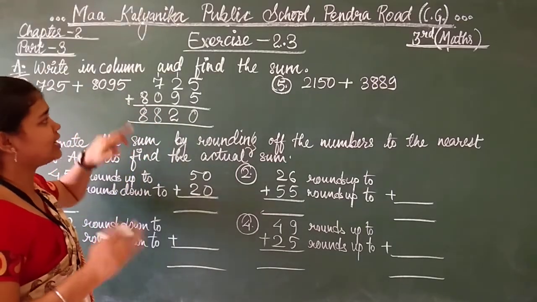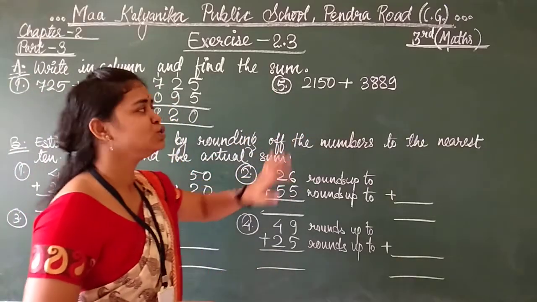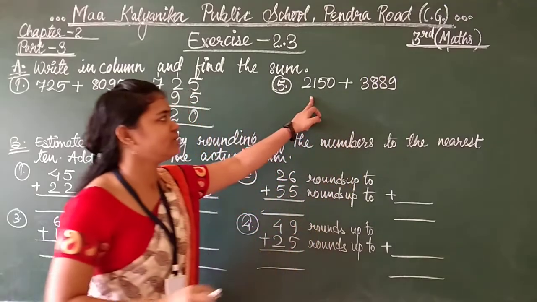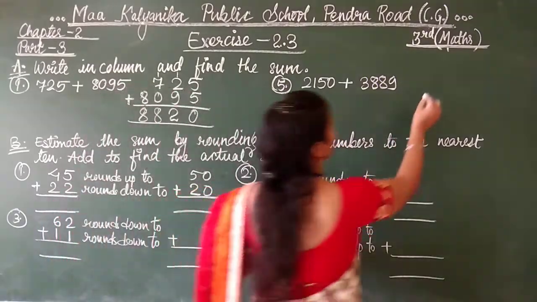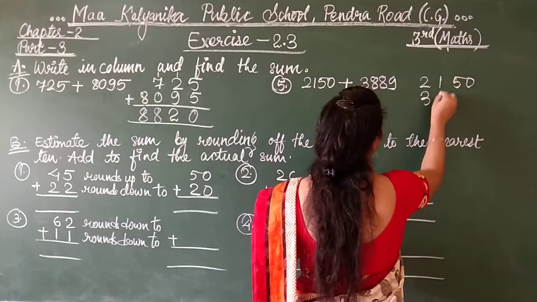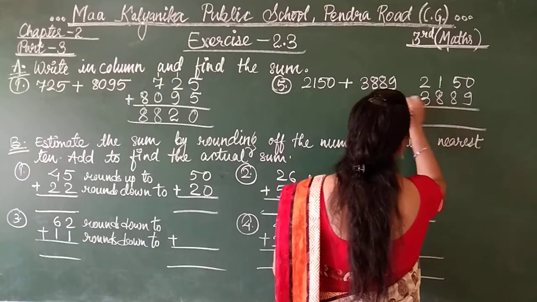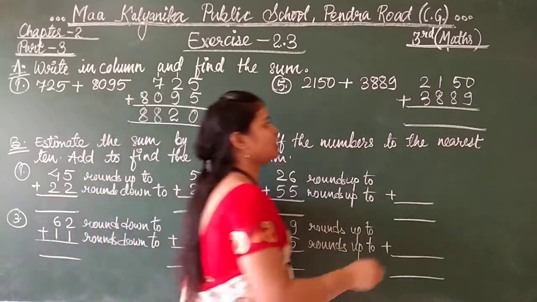So students, the rest are also the same, but one more, question number 5, I am going to show you here. So see students, 2150 plus 3889. So you have to write down 2150 plus 3889. So in this way you have written in column students. Now you have to simply solve.